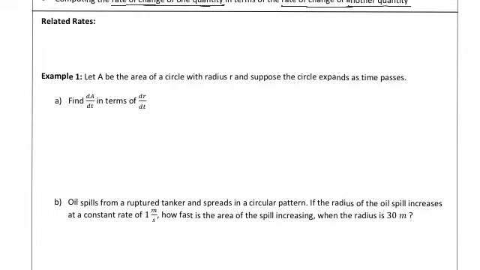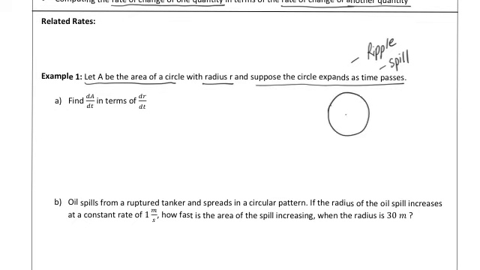So here we have that let A be the area of a circle with radius r, and suppose the circle expands as time passes, right? So this happens all the time, whether it's a ripple because you dropped a stone in a pond, that's an expanding circle, or you spill something on the ground and that is going to be an expanding circle, or a raindrop falls and it starts to make a circle. Whatever the case may be, we have a circle and we are told that it's expanding with time.